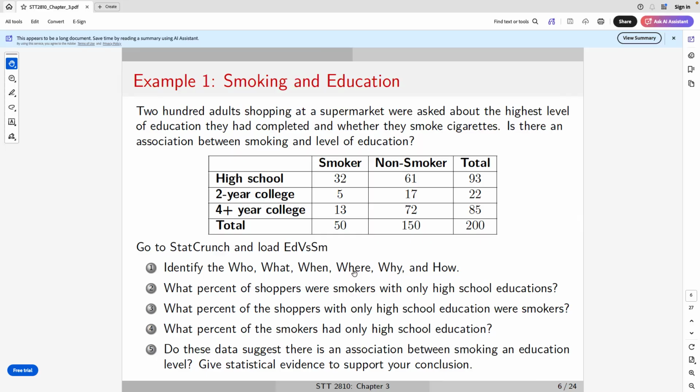Is Charlotte here? Nia. Ashley. Yep. So the only information we have is the supermarket. Is that okay? Good. How about the why? See if there's a correlation between smoking and the level of education. Yes, to see if there is an association between smoking and level of education.